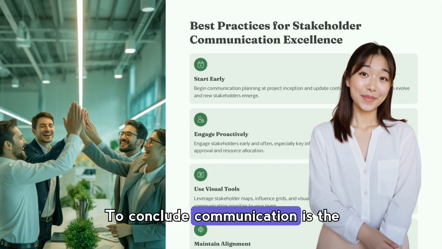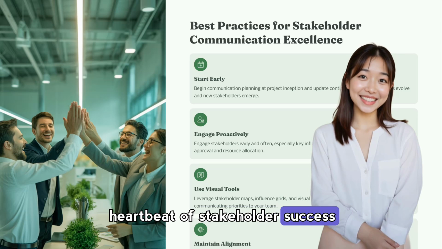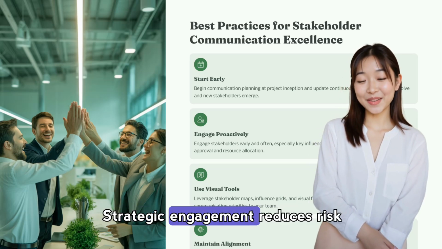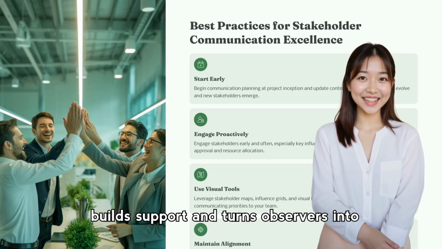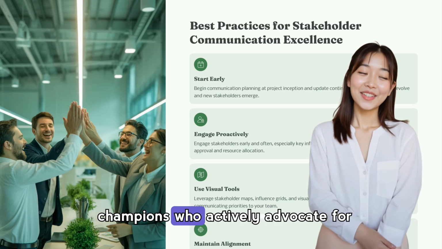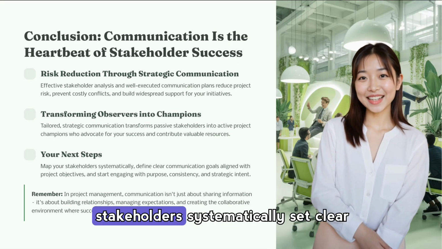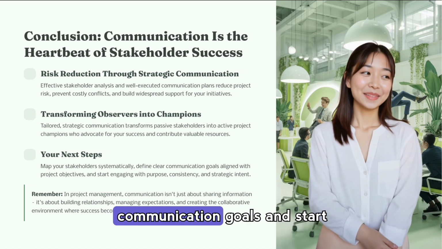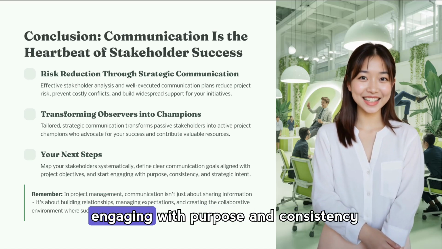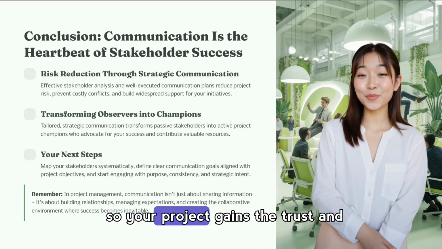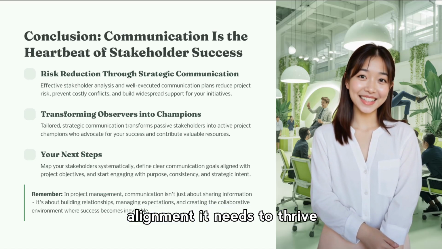To conclude, communication is the heartbeat of stakeholder success. Strategic engagement reduces risk, builds support, and turns observers into champions who actively advocate for your project. Your next steps are to map stakeholders systematically, set clear communication goals, and start engaging with purpose and consistency so your project gains the trust and alignment it needs to thrive.